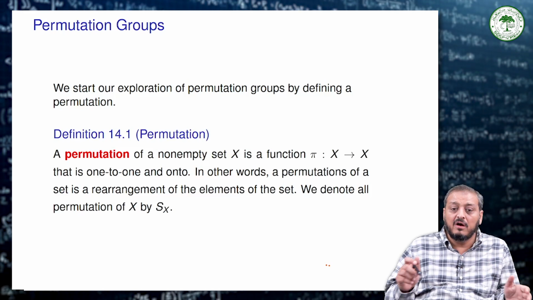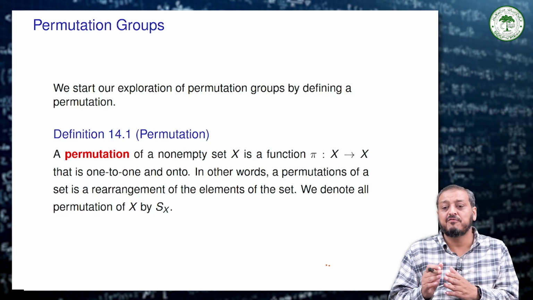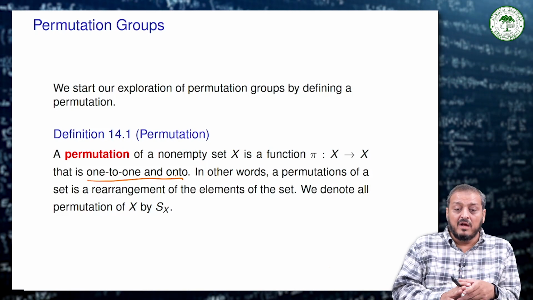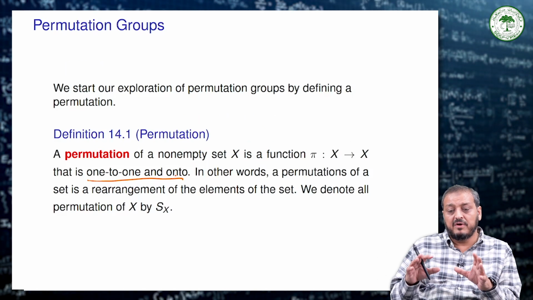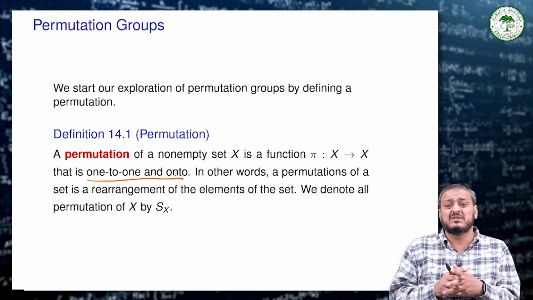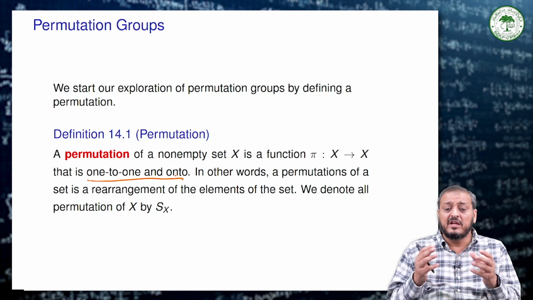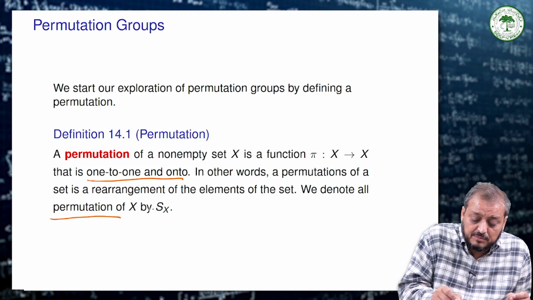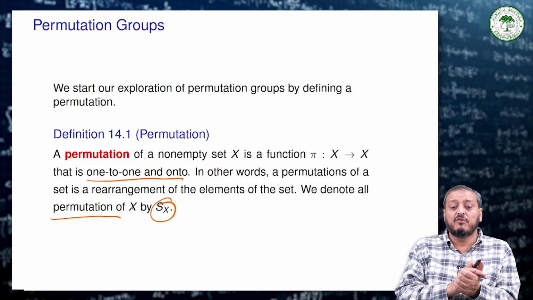A permutation of a non-empty set X is a function pi from X to X that is one-one and onto, which means a bijection. In simple language, a permutation of a set is a rearrangement of the elements of the set. In general we denote the permutation of X by S_X.